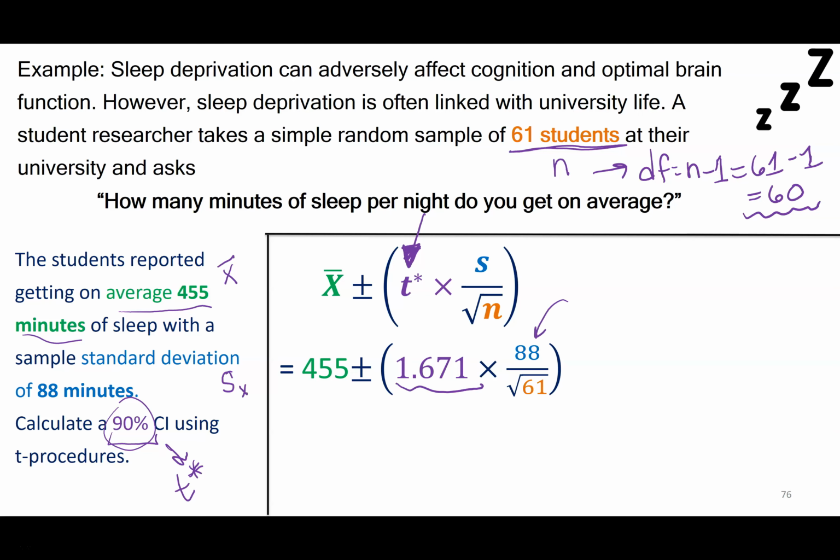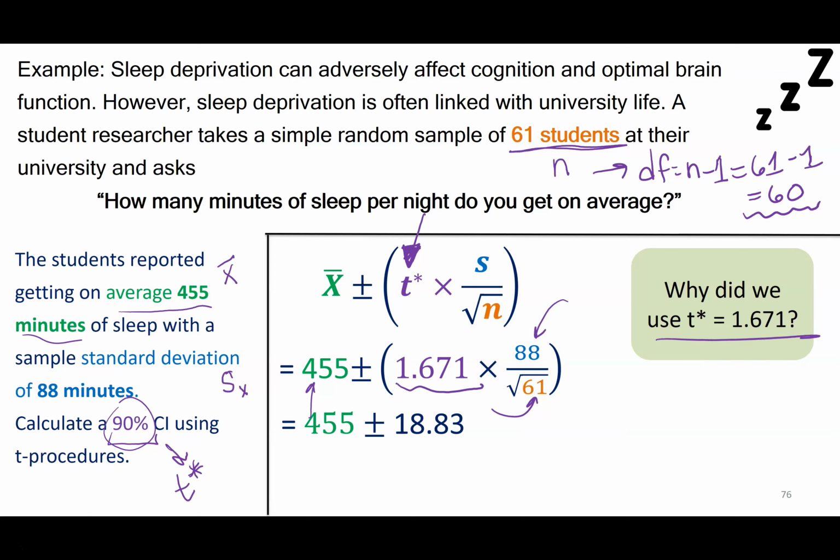88 was the standard deviation for my sample over the square root of my sample size n, so 61. And all of that is my X bar plus or minus that. So plugging in some math here: 455 plus or minus 18.83.